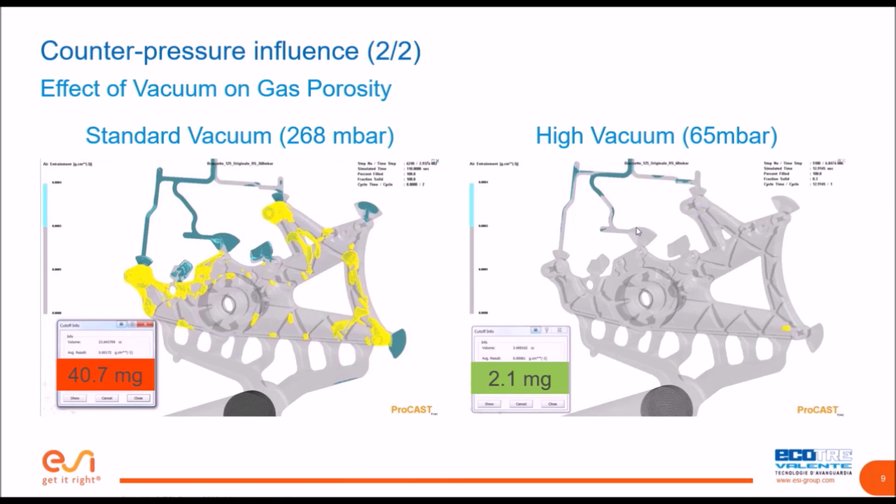But on the same system, everything is the same, the same kind of gating system and everything. If we are able to achieve a higher vacuum, then the residual air is going to reduce to about 2.1 milligram. So one can just imagine what would be the residual gas for the same system with the conventional vents, which is obviously going to be higher than 40.7. So there are different ways to manage this. One way is definitely vacuum, which is also becoming quite popular nowadays.